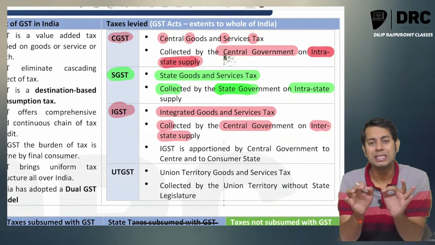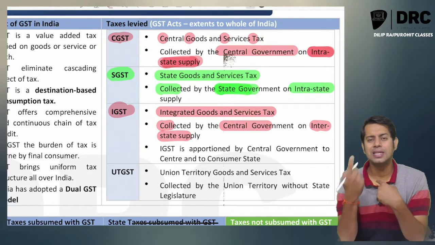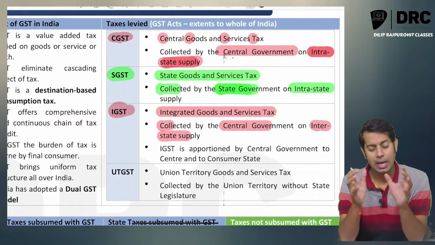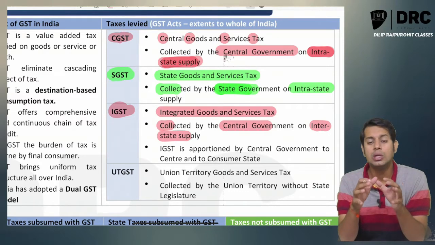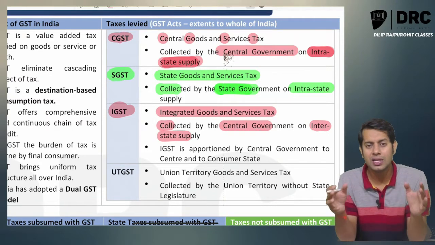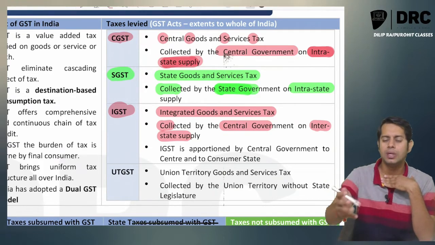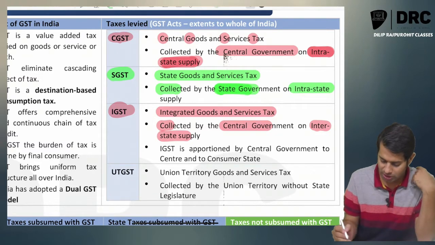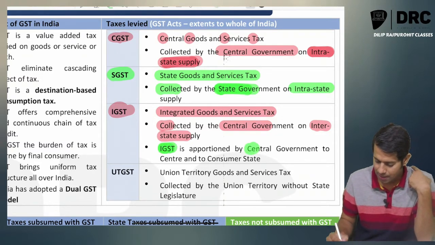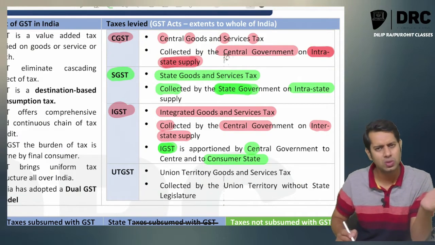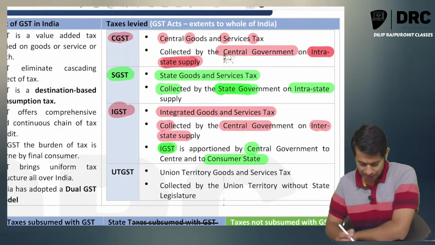Whereas IGST is collected in case of interstate supply. The entire amount will be collected by the central government. The central government is going to distribute this amount between itself and the consumer state. It is going to apportion this amount. IGST is apportioned between the central government and the consumer state, meaning 50% will go to the central government and 50% will go to the consumer state.